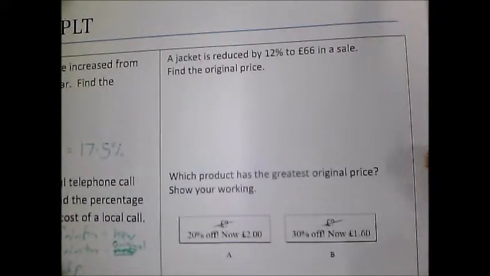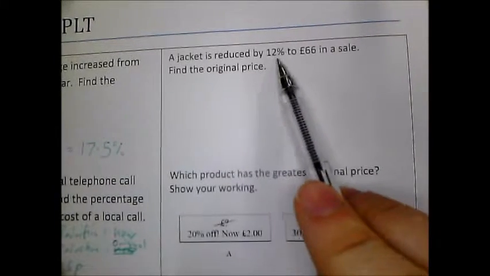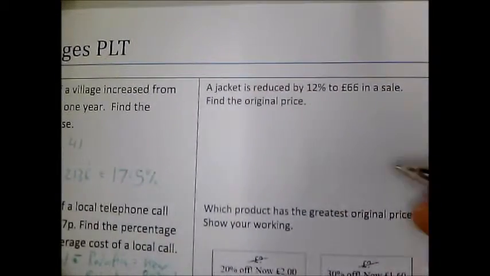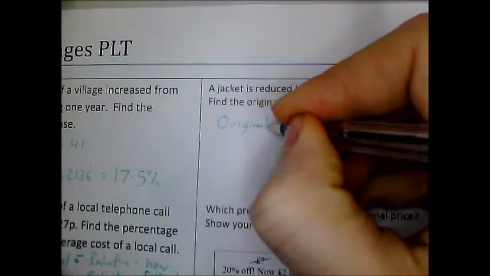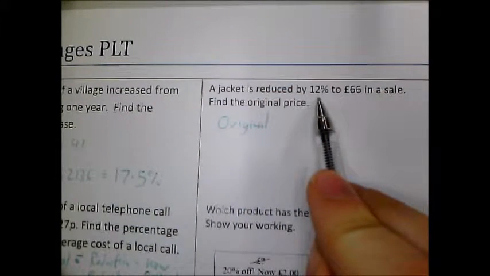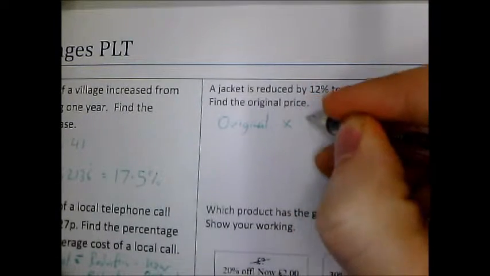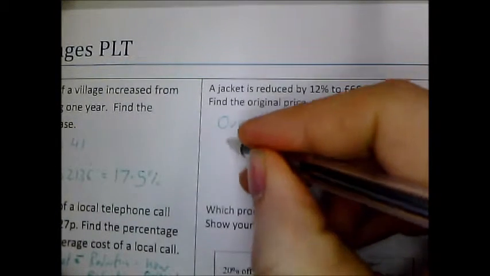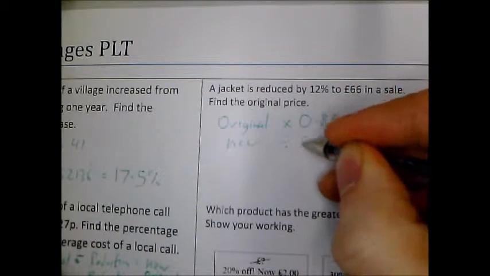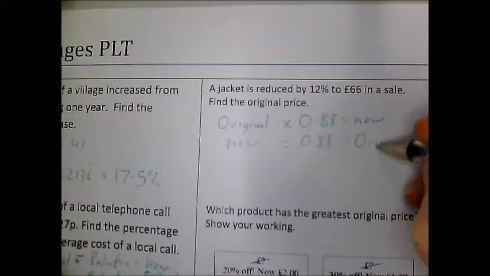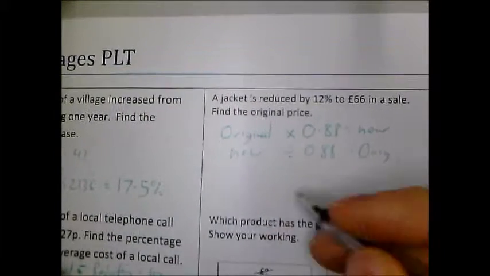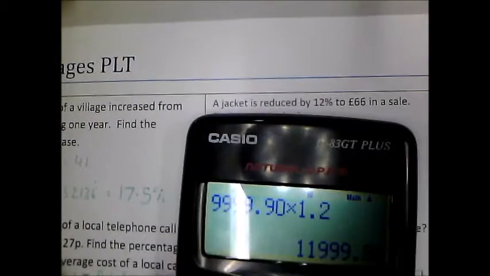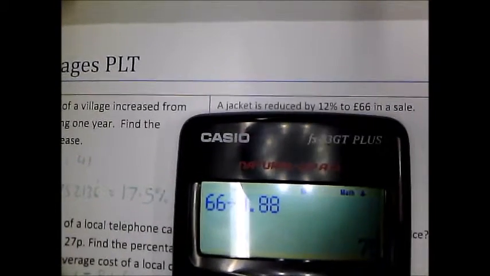Okay, last three questions. A jacket is reduced by 12% to £66 in a sale. Find the original price. Keyword here, we're looking for the original. So we know if we had an original, it's reduced by 12%, so there'll be 88% left over. So multiplied by 0.88 would give us our new amount. Therefore, if we have the new amount and divide it by 0.88, we'll get the original. And we know the new amount is £66. So 66 divided by 0.88, we get £75.